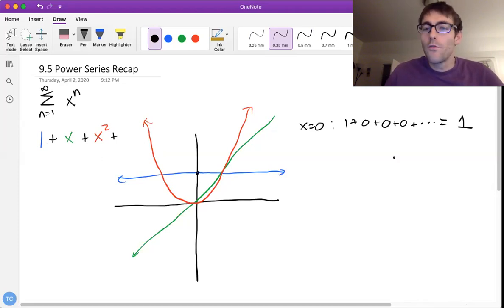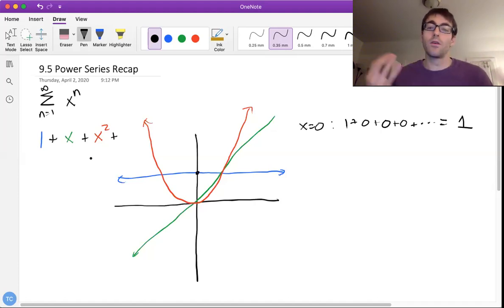Okay, so for other x values, that's going to give us a different list of numbers that are being added up. And for each of the x values, we're asking ourselves, is this going to be some finite number, or is this going to blow up to infinity? We particularly care when they approach some finite number, because then this series is a function on those values.